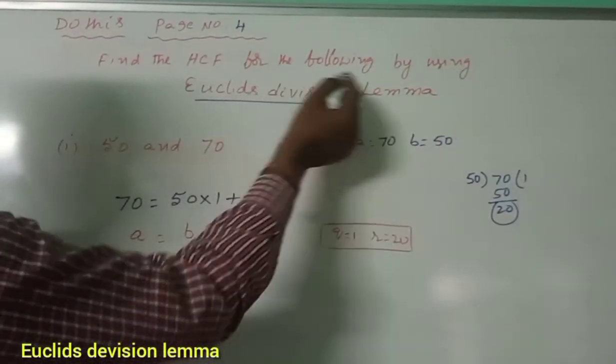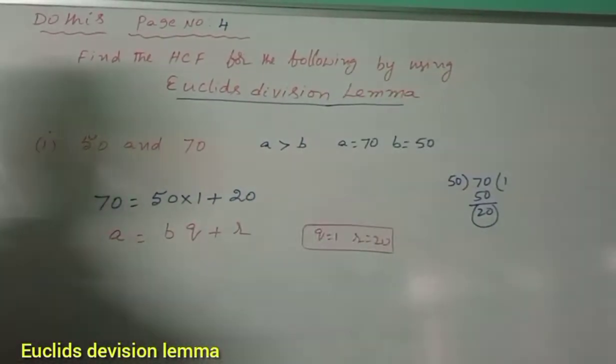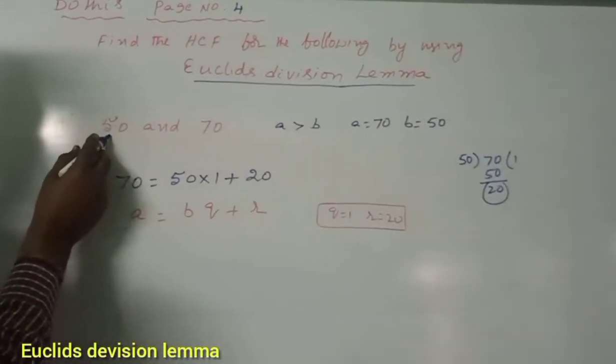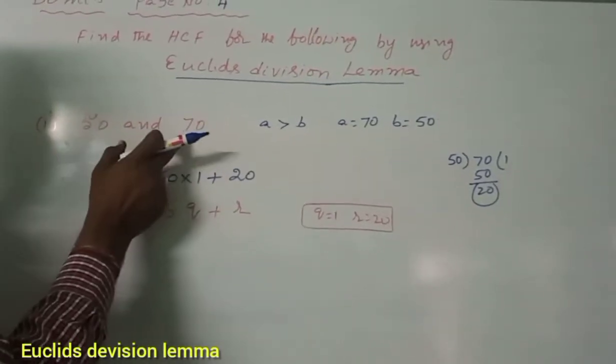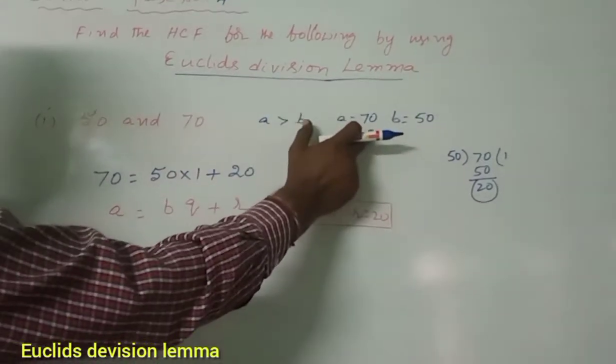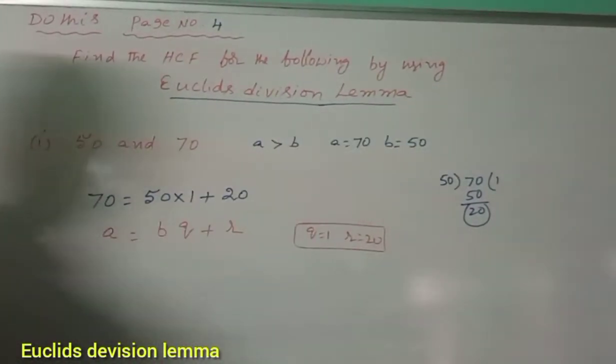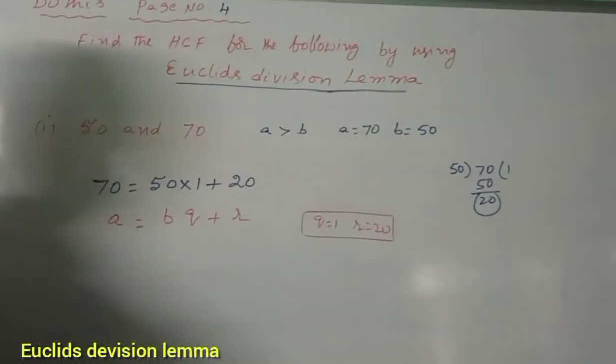Find the HCF by using Euclid's division lemma. So 50 and 70. Which is the greatest value? 70. So A is greater than B. A equals 70 and B equals 50. The greatest value we take as A and the least value is B.